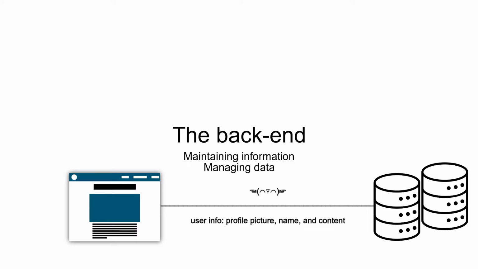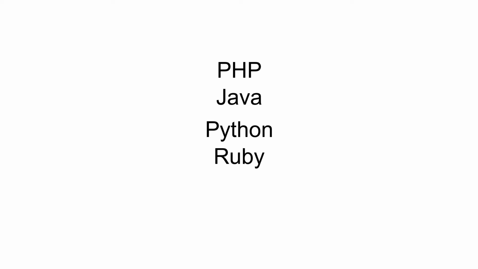The backend is responsible for maintaining information and managing data. It does that using servers and databases. There are a variety of different languages to choose from when working with the backend of a site, such as PHP, Java, Python, or Ruby. For managing databases, some tools used are SQL, Structured Query Language, or MySQL.